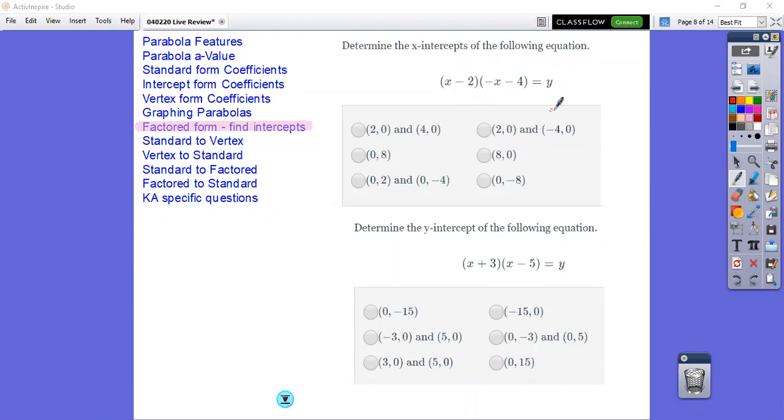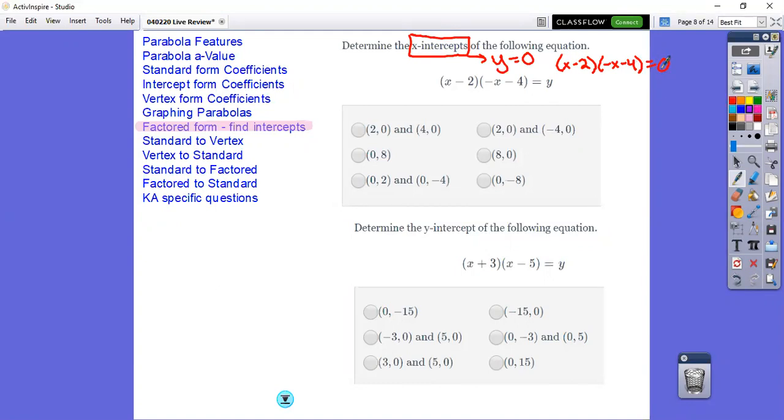Now I know it doesn't look like it compared to what we've been doing, but it is a y equals, and it has two sets of parentheses or two binomials. And that's factored form. So to find the x-intercept, what we know is that our y value is equal to zero. So if you set your y value equal to zero, then you can solve for your x-intercepts. So if I have (x minus 2) times (negative x minus 4) equal to zero, the question is, how do I get that equal to zero?